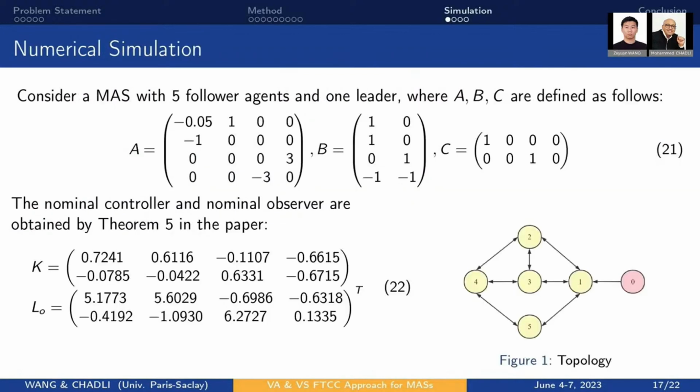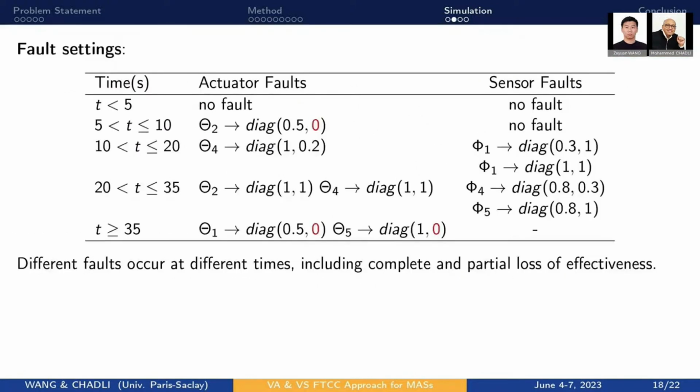And finally, I present here a simulation example. The system matrices A, B, C are defined as follows, and the nominal controller and the observer gains are obtained as matrices K and LO. The communication topology is presented in this figure. The fault setting is described in this table.